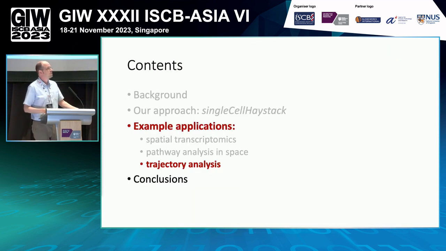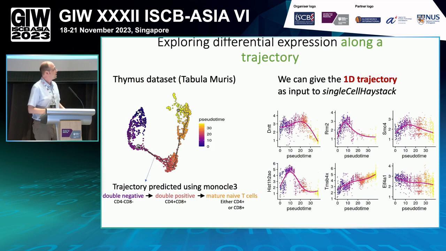Another example is trajectory analysis. The input data could be 2D, like spatial coordinates, could be several principal components, but it could also be just a 1D trajectory. Here is an example on a thymus data set. We predict a trajectory from double negative to double positive to mature T cells. We give that pseudo-time as input, so it's a 1D space. And then our method will predict genes with a changing expression pattern along that pseudo-time dimension.